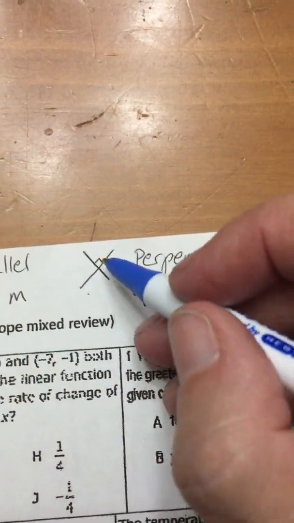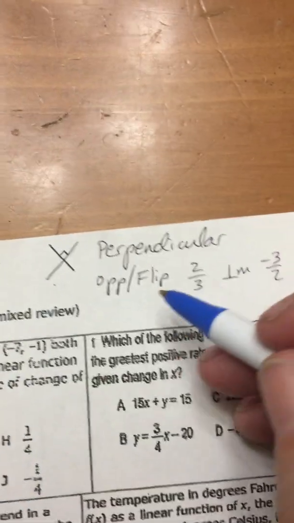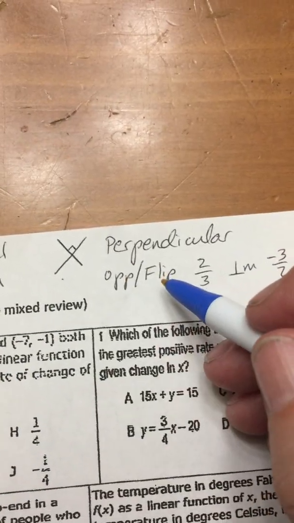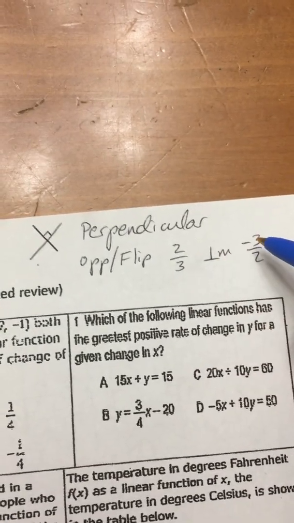Perpendicular lines, on the other hand, intersect at 90 degrees. If one is positive, the other one's going to be negative. So they're going to have opposite signs, and they flip. So if this one's a positive 2/3, the perpendicular slope will be a negative 3/2.